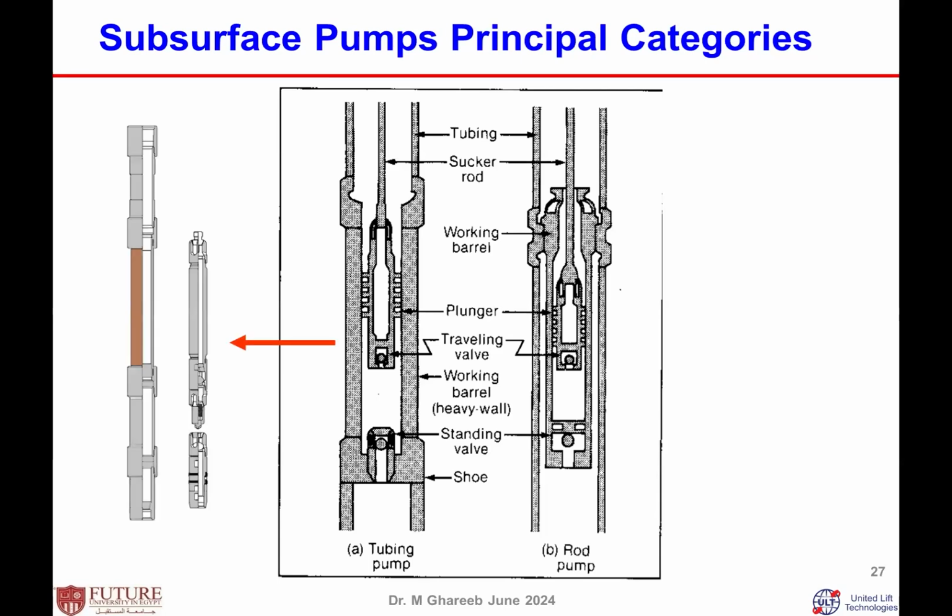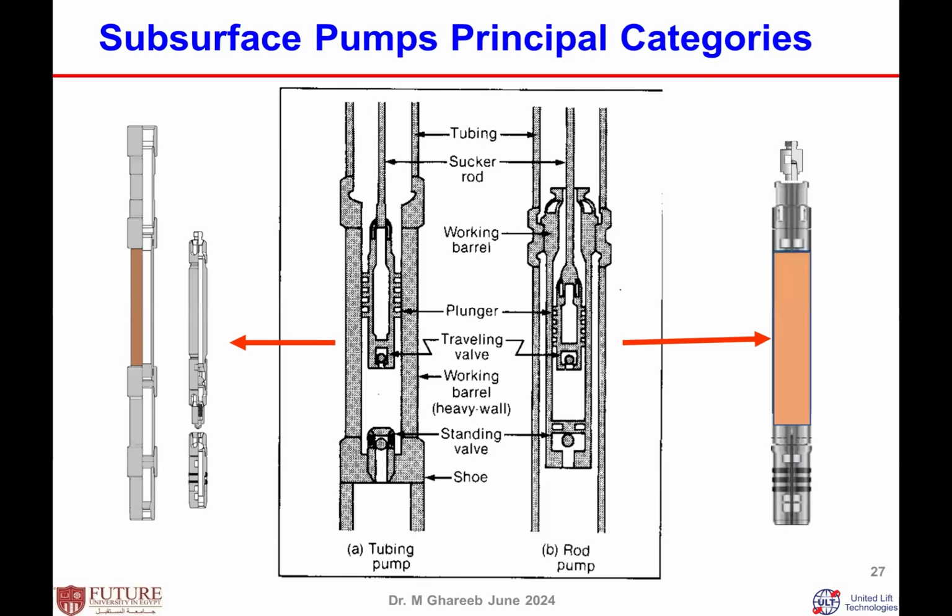classification, there are two main types of pump. One is called the tubing pump, and the other is called the insert or rod pump. From the names of these two pumps, you can understand what is meant by tubing pump and what is meant by insert pump. If I say tubing pump, that means a part of the pump is a part of the tubing.